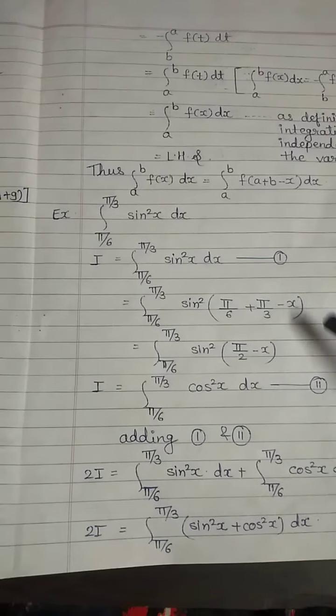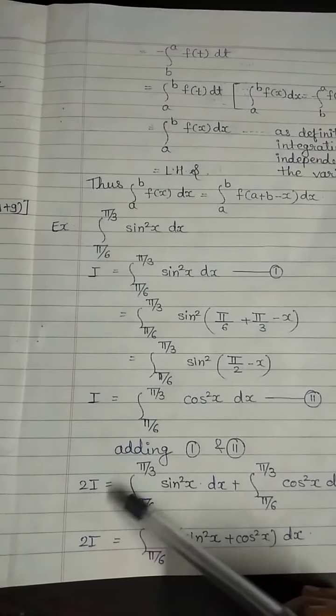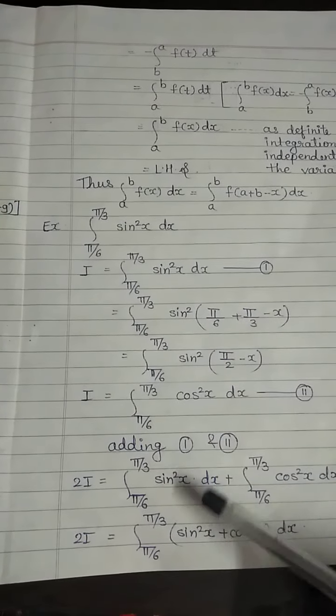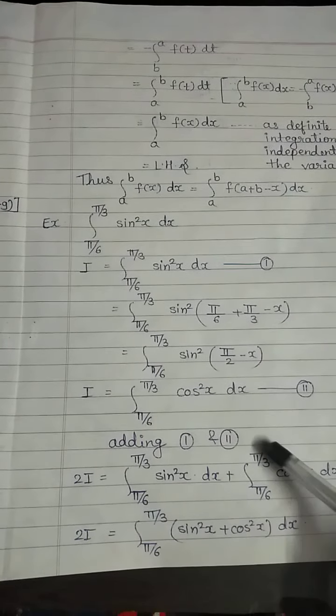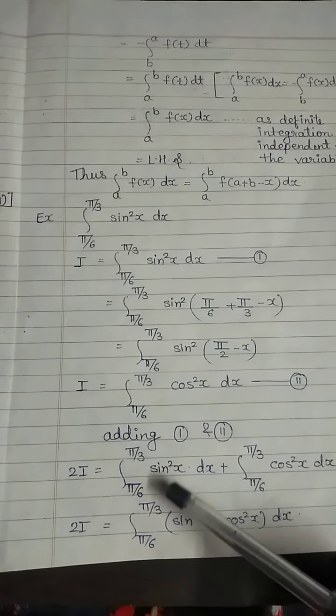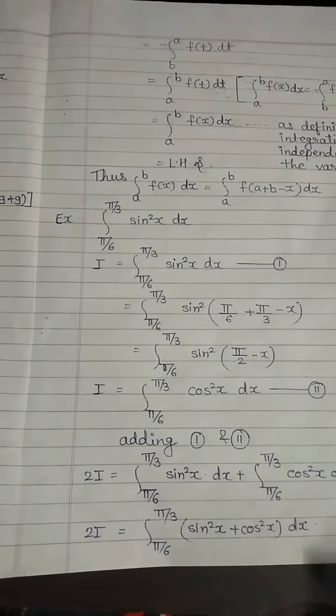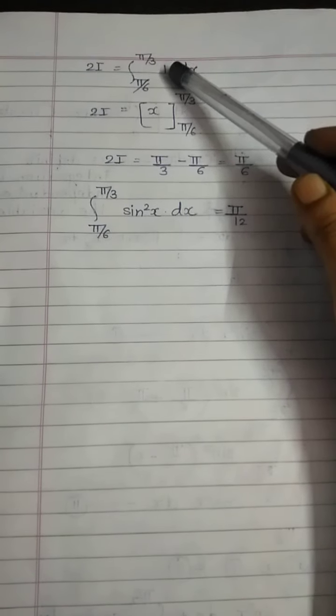Now suppose we add equations 1 and 2, then we will get 2I is equal to integration pi by 6 to pi by 3 sin square x dx plus integration pi by 6 to pi by 3 cos square x dx. Now we can write this together as integration pi by 6 to pi by 3 sin square x plus cos square x dx. But we know the value of sin square x plus cos square x is equal to 1. So we need to find the integration of 1, that is x.